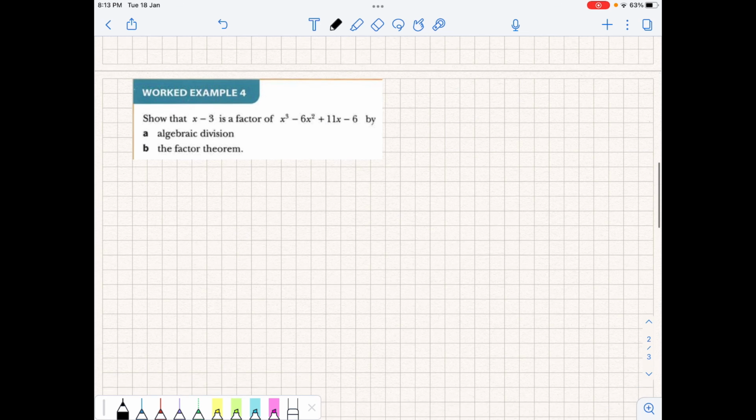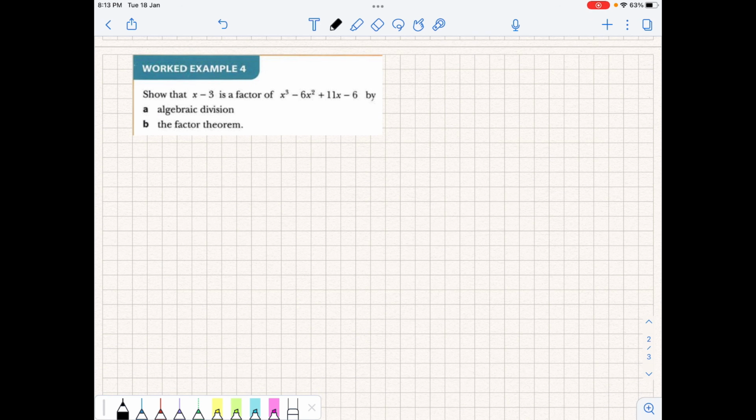Let's move on to some examples. Right, so here we have a question that says, show that x minus 3 is a factor of x cubed minus 6x squared plus 11x minus 6. And the first way they say is by algebraic division.